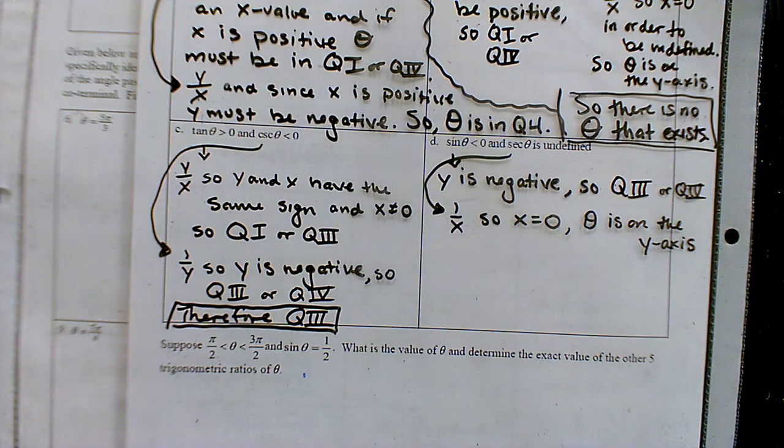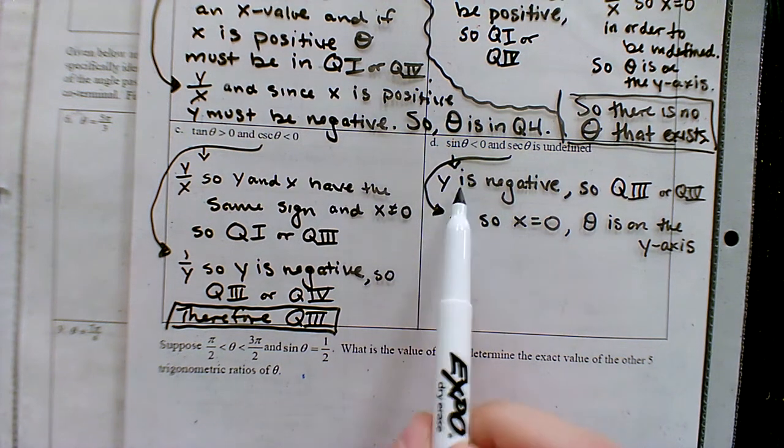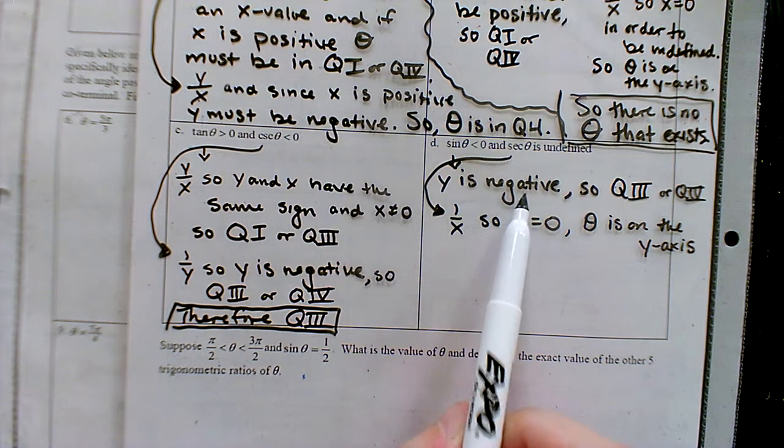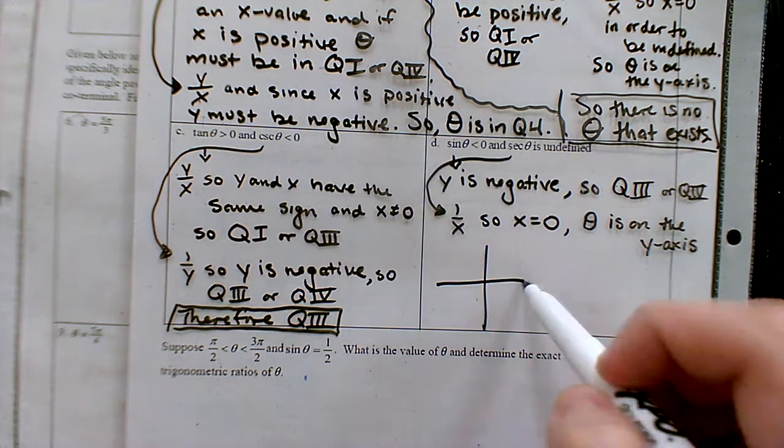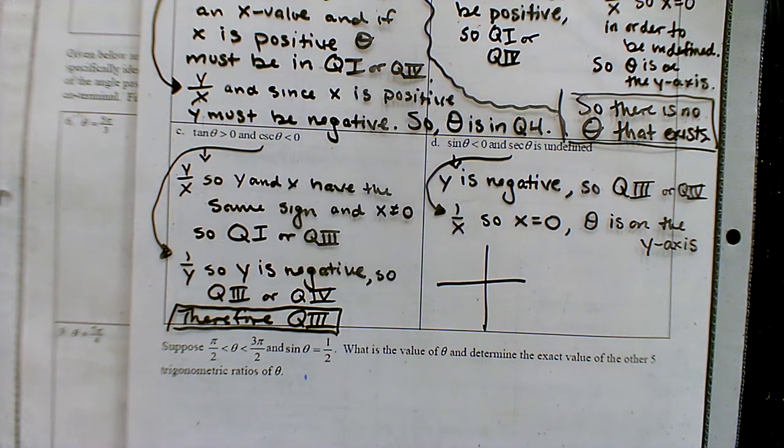All right, so can we think about, in terms of a graph, where is a y value negative, but the x value always 0? Can you think about a graph where the y value is negative, but the x value is 0?